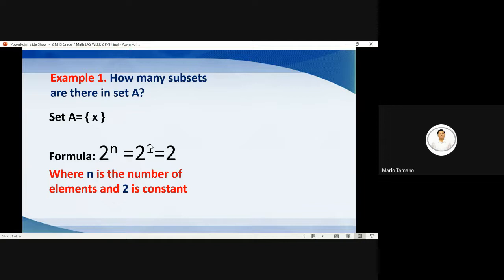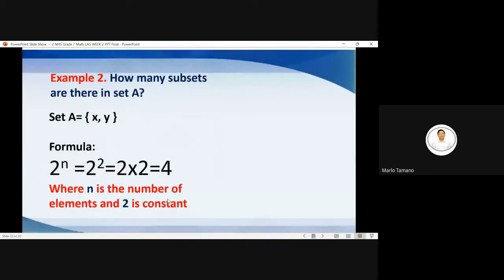Or, the 1 does not need to be reflected, because any number has no visible exponent. It is only in our minds, and that is what you call the invisible exponent, which is 1. So 2 remains 2. If it is 3 to the first power, it remains 3. Just like that. Okay? So 2 to the n, where n is the number of elements of the given set, while the 2 is the constant base, which is always there and does not change. Naintindihan po? Okay, so n is the number of elements and 2 is the constant. Let us continue.